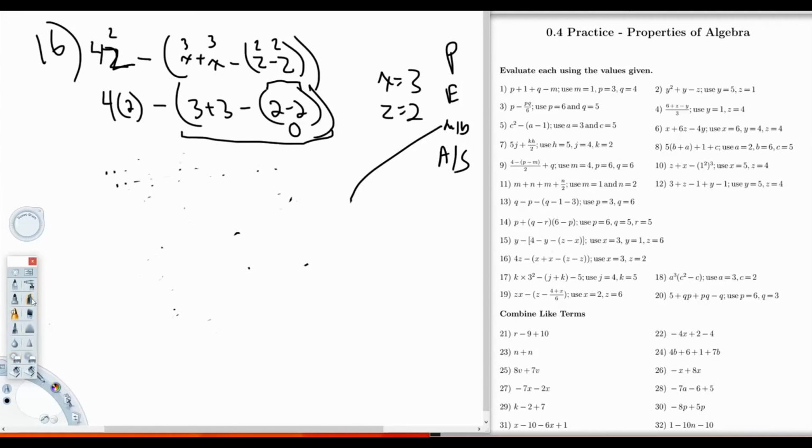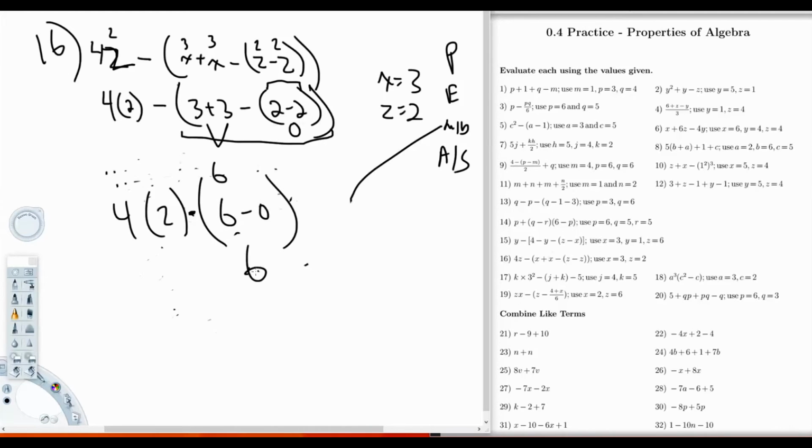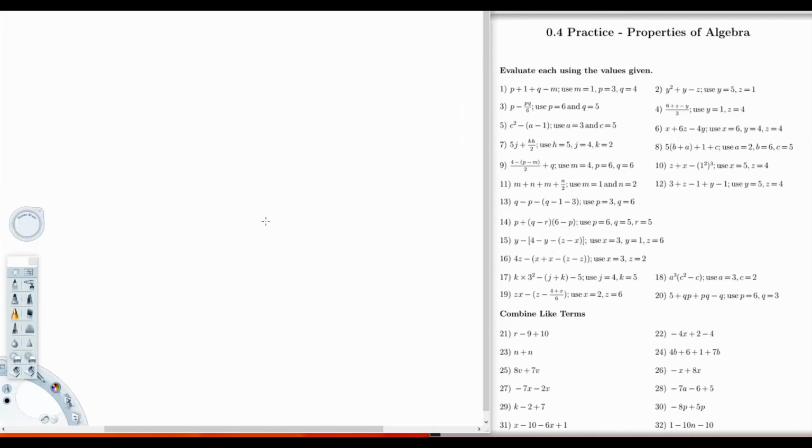All right, good. So we were at the first bracket. We did the small bracket inside, which we knew was 0. So 3 plus 3 equals 6. So 4 times 2, brackets, 6 minus 0. Don't forget the minus sign right here. So 6 minus 0 is 6. So 4 times 2 minus 6. 8 minus 6 equals 2. And that is the answer. It's pretty sexy if I do say so myself.